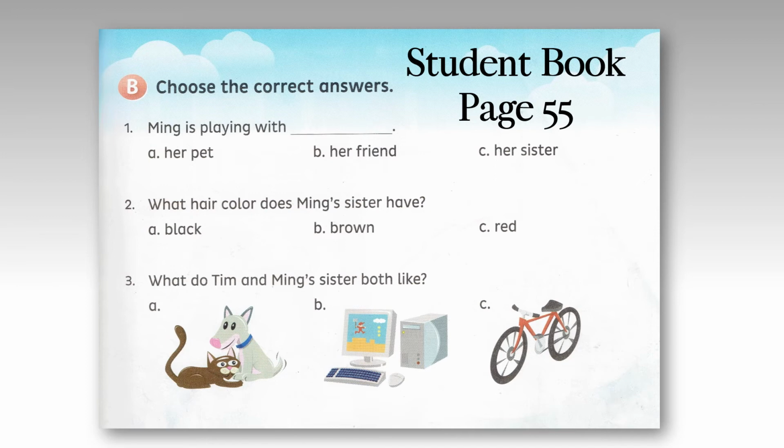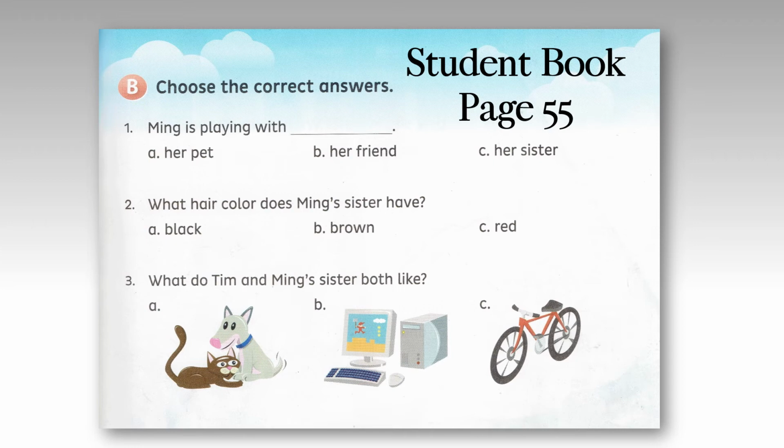Okay, this is page 55 of your student book, page 55. Let's look at the 3 questions. These questions are about Ming and Tim. So if you do not remember the answers, you can go back and read the story and look for the answers in the story. So now we are going to look at 3 questions and we will look at all of the answers. Remember, only one answer is correct for one question.